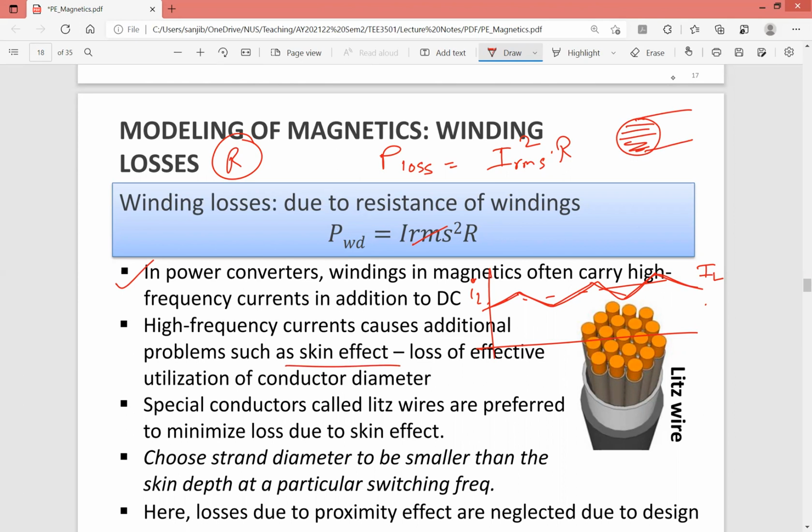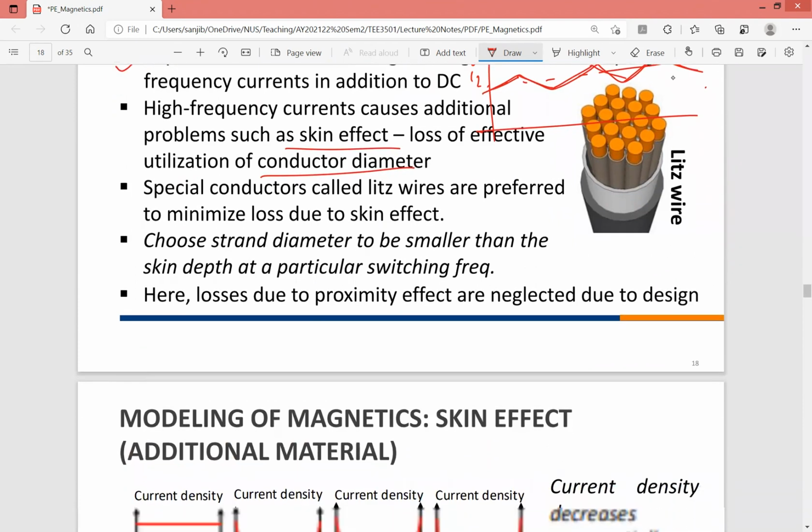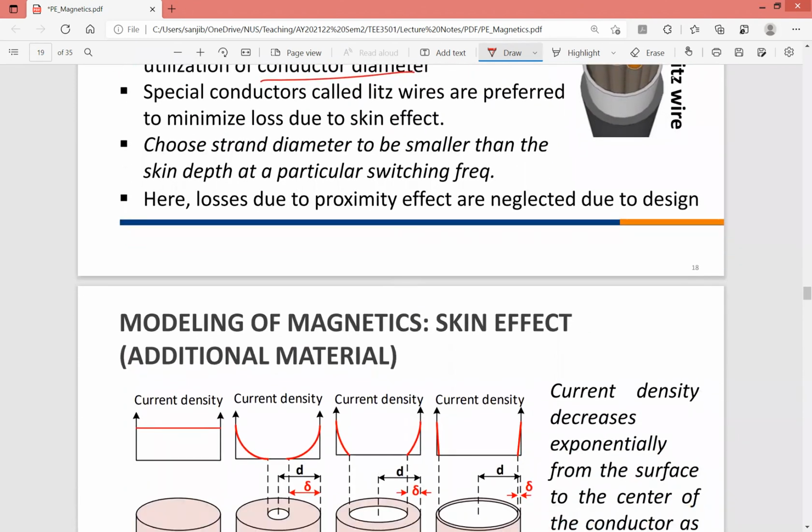Skin effect is the loss of effective utilization of conductor diameter, because high frequency will produce magnetic flux inside. There will be induced EMF. Because of that, the current does not flow uniformly. Instead, it flows towards the outer surface. If you plot the current density versus the distance from center, DC would be uniform, covering the whole area, whereas in AC, the current tends to avoid the center.